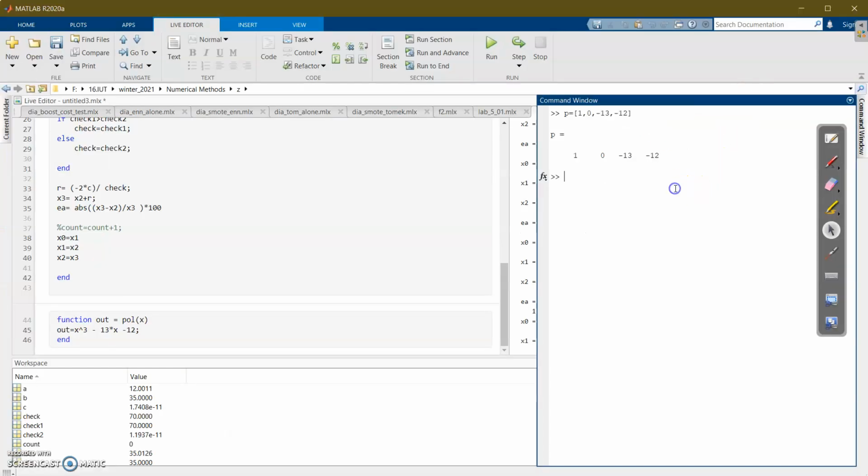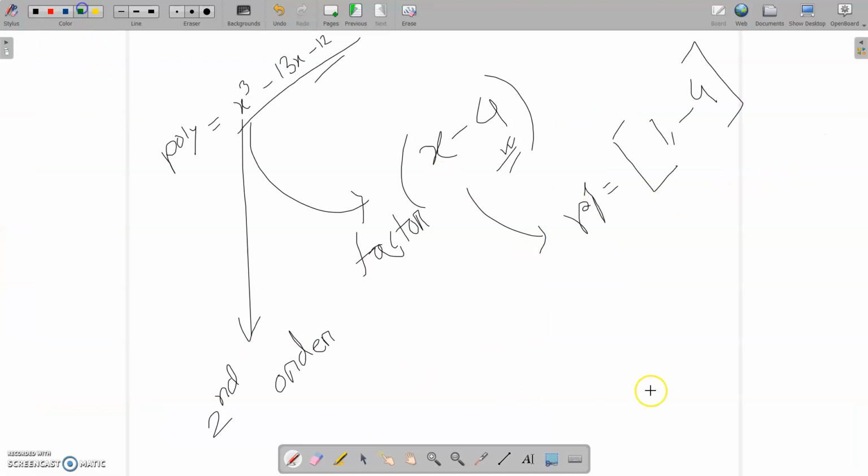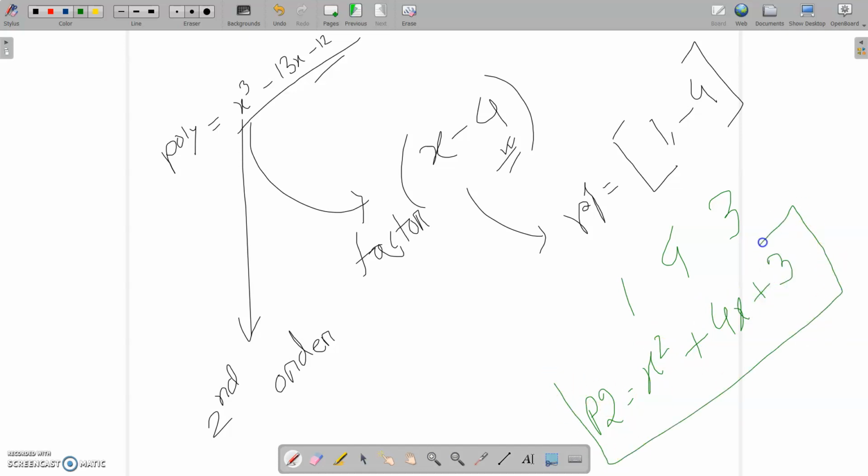So let's write it here. My r1 is equal to 1, minus 4. So if I do the deconvolution of p by r1, what should I get? 1, 4, 3. What does it mean? It is returning 1, 4, 3. That means my new polynomial, let's say p2, is equal to x square plus 4x plus 3. Okay, this is my new polynomial.